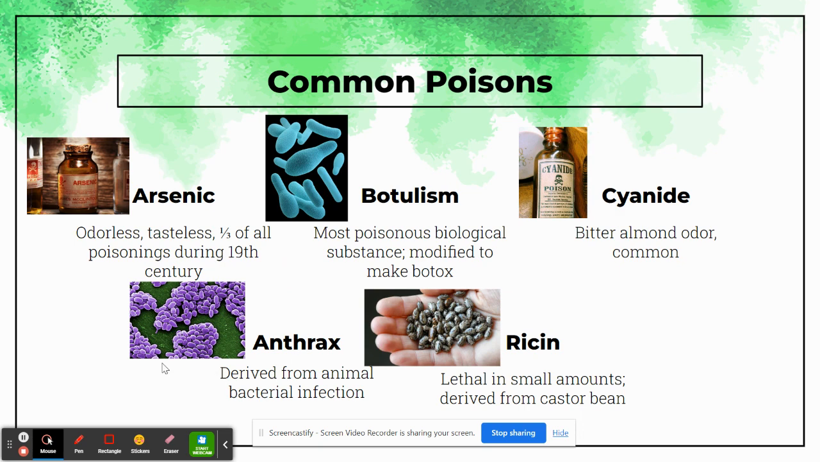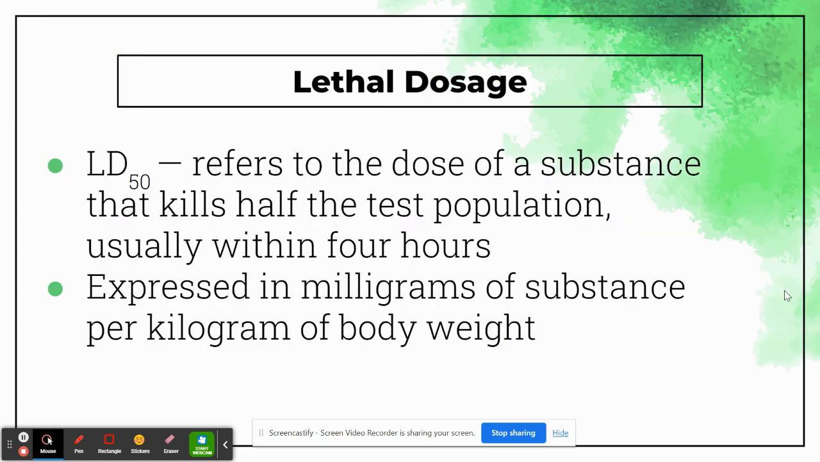And then the other big one that we see in terms of biological poisons is anthrax. So again, very, very dangerous bacterial infection that is very hard to recover from, if at all possible. And then we see ricin, which is the most lethal substance to humans. It's from these little castor beans, but you can derive it from that, and it's super, super toxic.